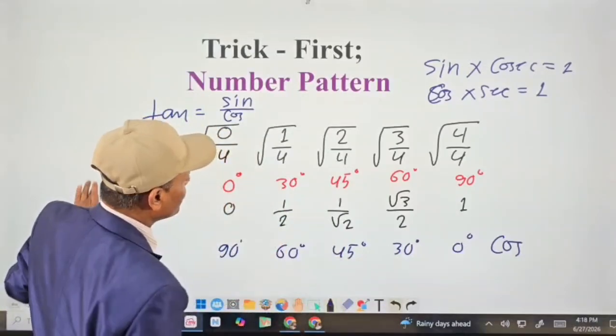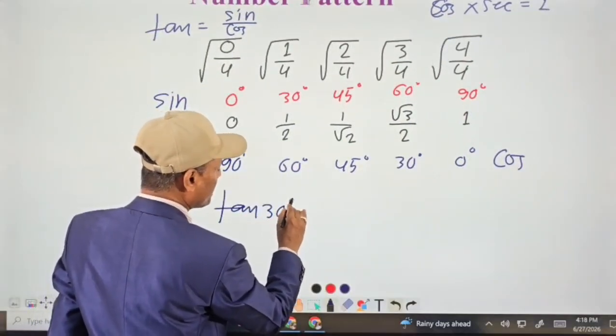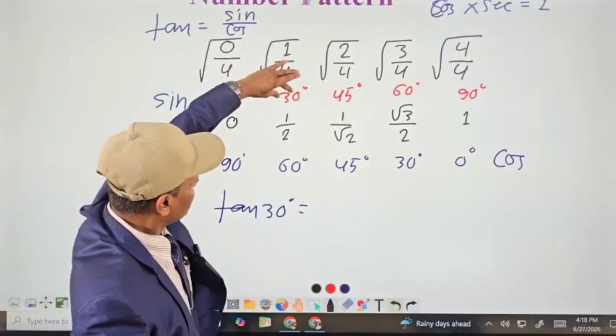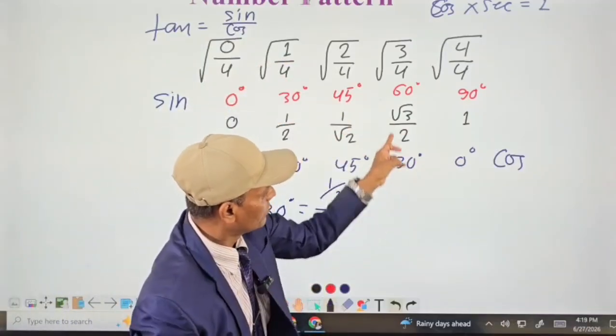Similarly, let's you find the value of tan 30 degree, right? So here, if you want to find out tan 30 degree, then sine 30 degree, that's 1 by 2, right? And cos 30 degree, root 3 by 2.